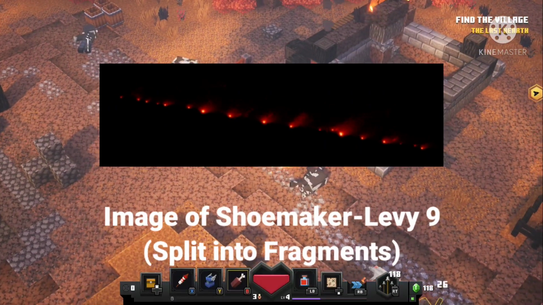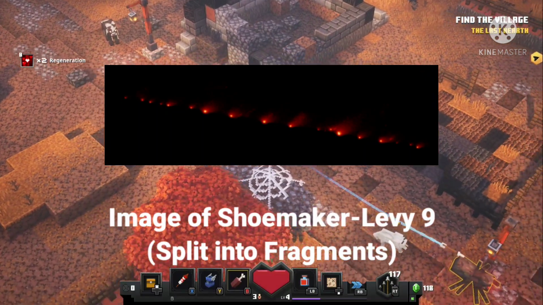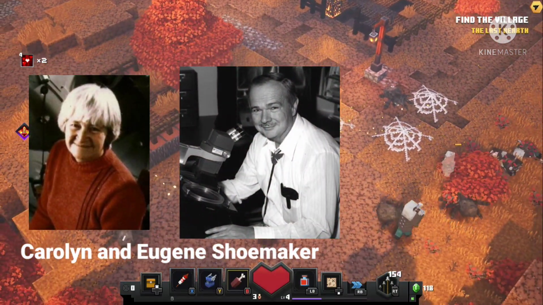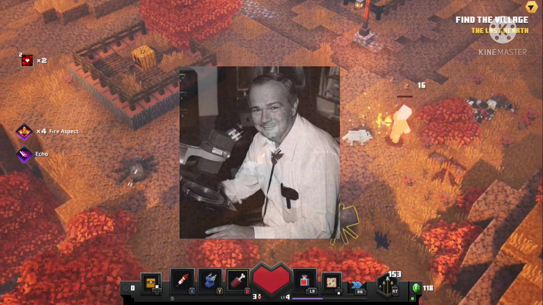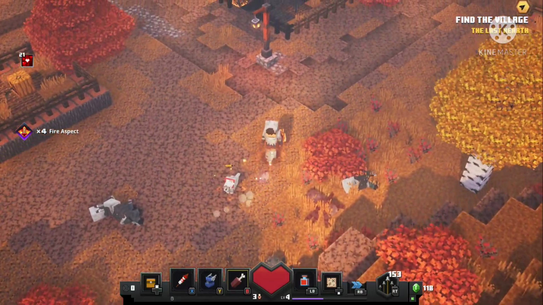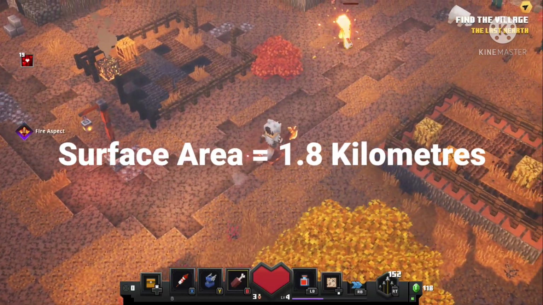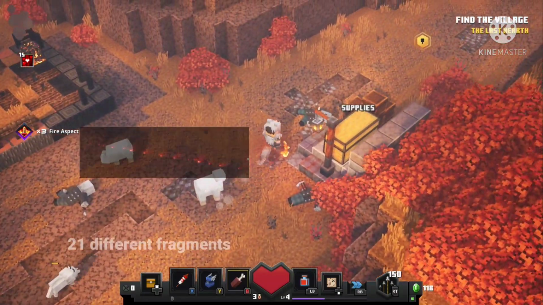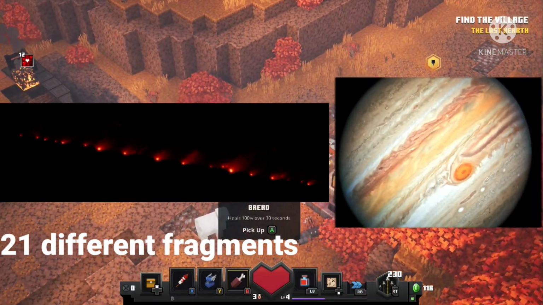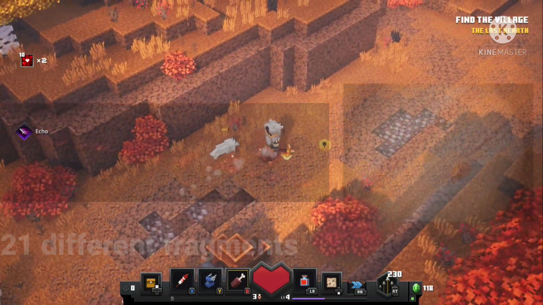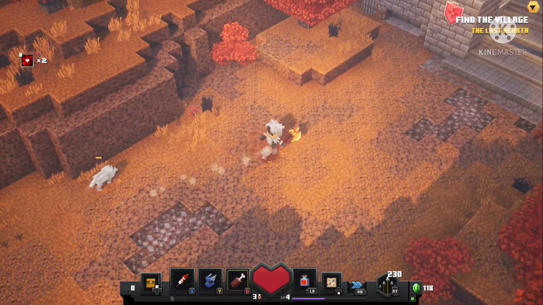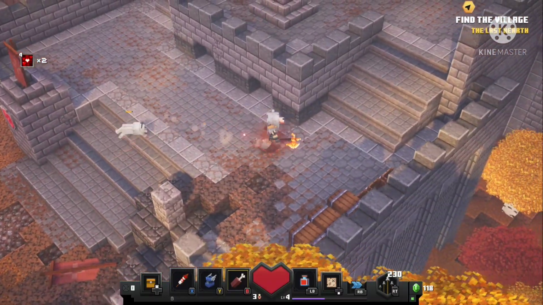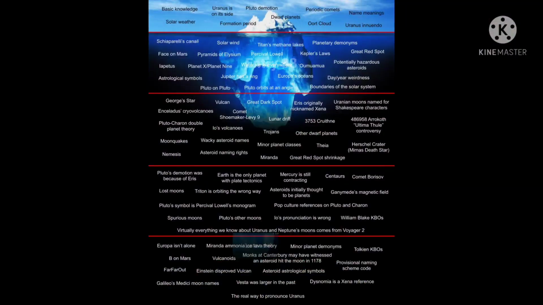Shoemaker-Levy 9 was the 9th periodic comet that was discovered in March of 1993 by Carolyn and Eugene Shoemaker, as well as David Levy, hence the name Shoemaker-Levy. It has a surface area of 1.8 kilometers. Strangely, this comet had broken apart into 21 different fragments and collided with Jupiter in 1994. It was the first comet observed to be orbiting a planet and was estimated to have been captured by Jupiter 20 to 30 years before its discovery.